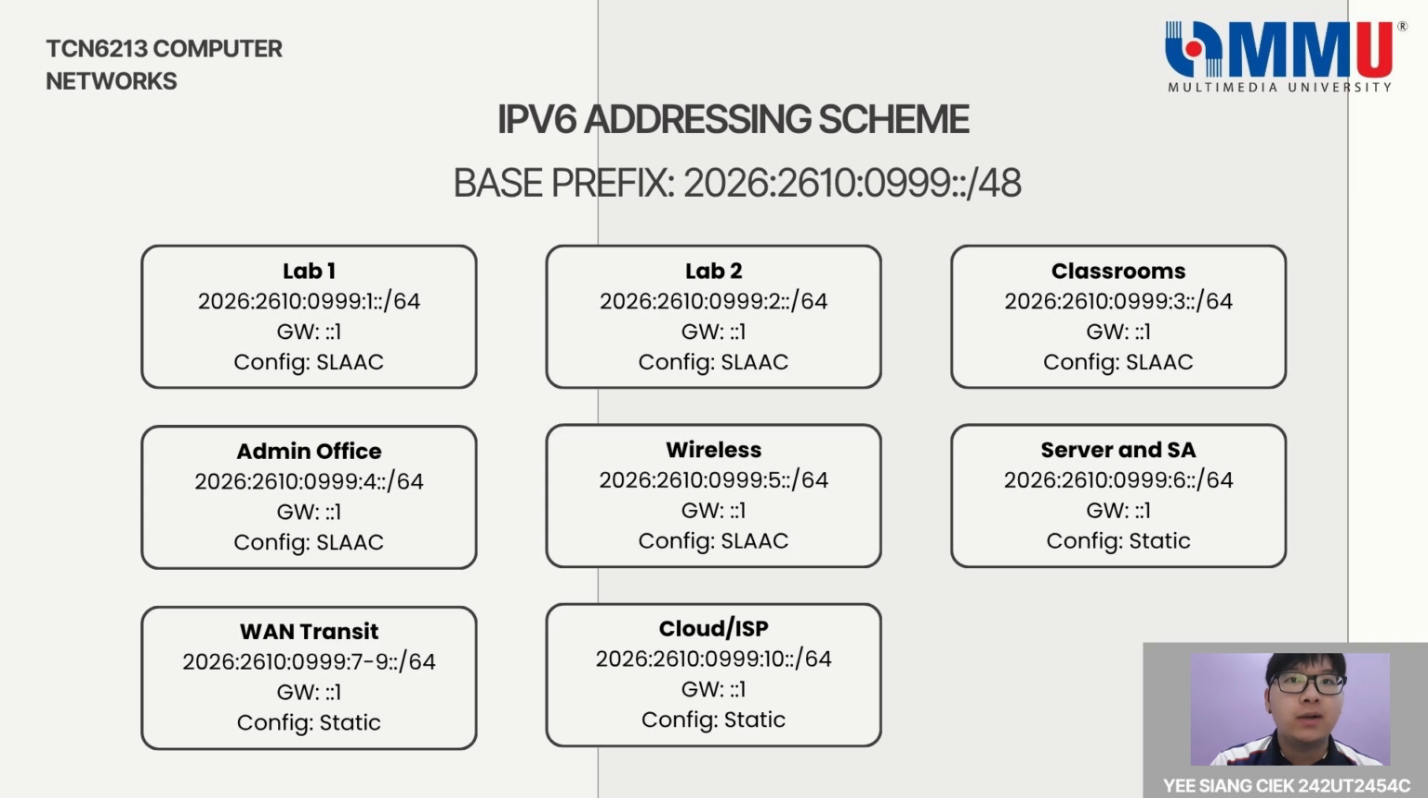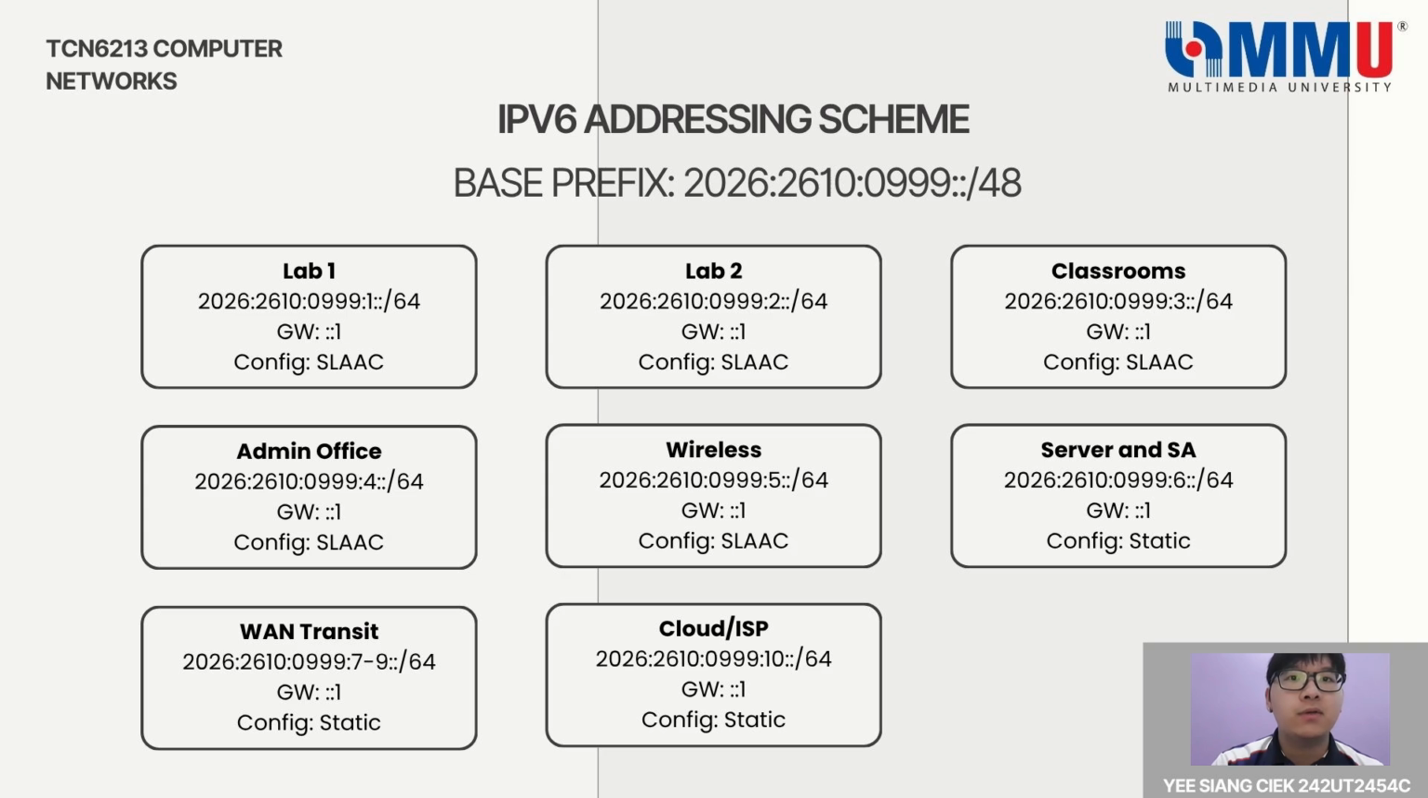:2::/64. Classroom uses the same pattern, :3::/64. Admin office is :4::/64, and wireless is :5::/64. All configured using SLAAC, so devices automatically generate their own addresses. The server and system admin zone uses :6::/64 with static addresses for reliability.